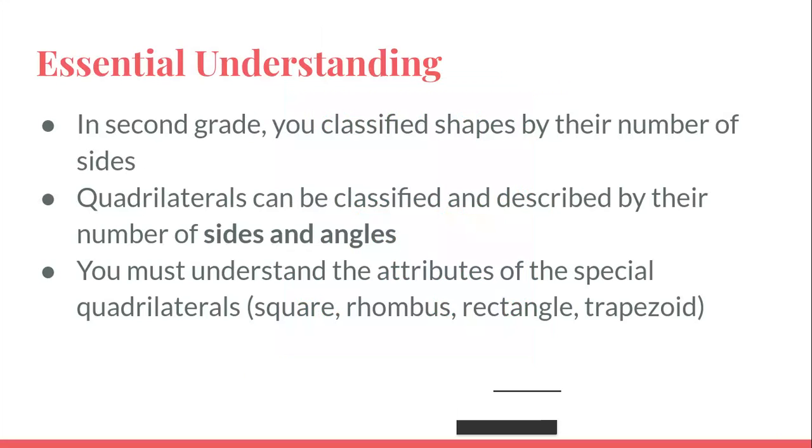But in this unit, in third grade, and then moving on to fourth, quadrilaterals are classified by their number of sides and angles. A quadrilateral is a shape with 4 sides, and we can identify the different types of quadrilaterals by the number of sides they have, but also what their angles look like. So you must be able to understand the attributes of the special quadrilaterals. The special quadrilaterals that we talk about are square, rhombus, rectangle, trapezoid, and parallelogram. I didn't put it there, but that's another type of special quadrilateral.